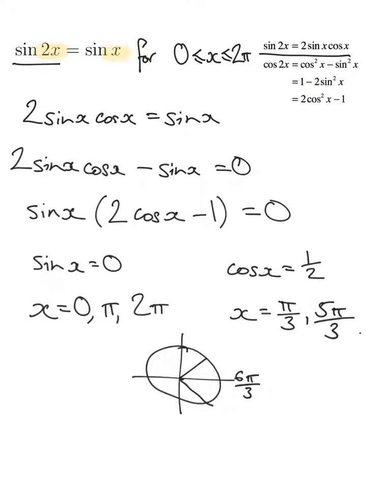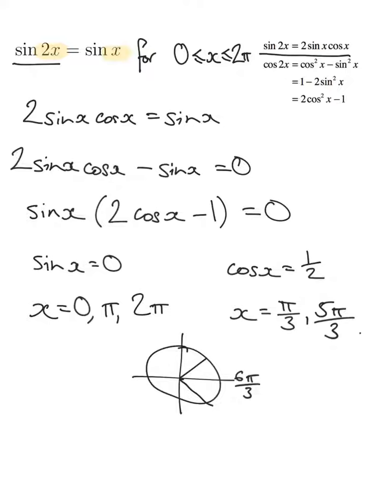A common mistake to make on this question would be at this stage here to say, oh, I've got sin x on this side and sin x on this side, so I'll divide both sides by sin x. The reason that we mustn't do that is because sin x might be equal to 0. In fact, we've seen here that sin x is equal to 0. And we know that we can't divide by 0.